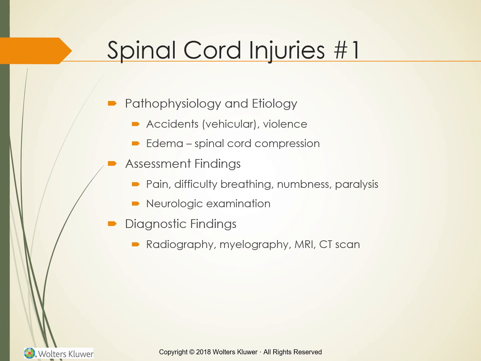So some of the things you're going to see are severe hypertension, slow heart rate, pounding headache, nausea, blurred vision, flushed skin, sweating, goosebumps, nasal stuffiness, and anxiety. We have to remember that autonomic dysreflexia, when it's uncontrolled, can lead to seizures, stroke, and death.